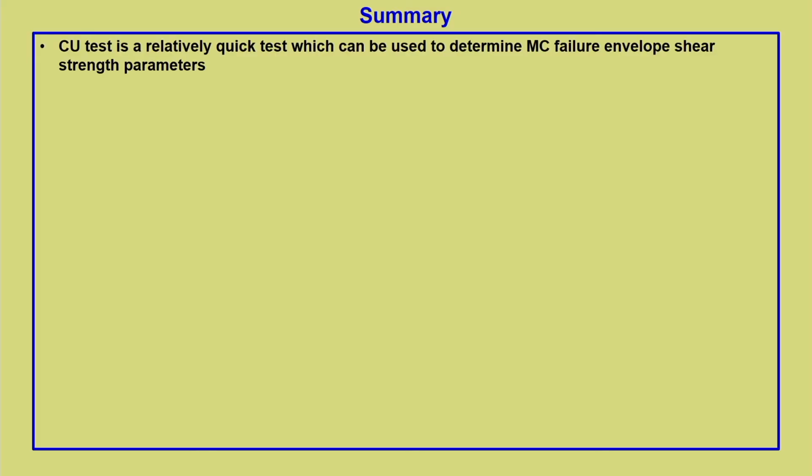So, the CU test is a relatively quick test which can be used to determine the Mohr Coulomb failure envelope shear strength parameters. We know that for clays drainage is poor, and it takes weeks or maybe even months to complete a consolidated drained test if we conduct it with the condition that pore water pressure does not generate. So, practically it is not possible to conduct a drained test in clays whose permeability is low.